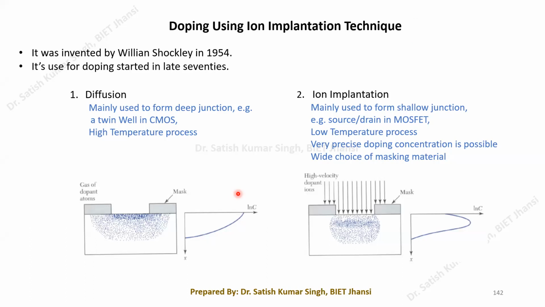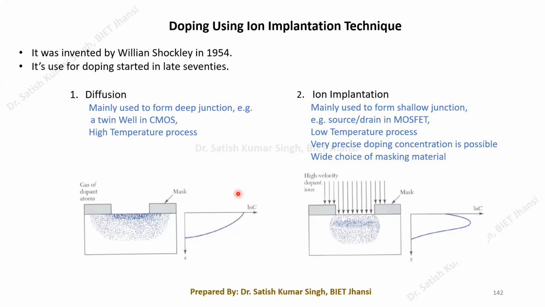So in the last lecture, we have already seen about the doping process, which is done by using the diffusion process. Okay, and we have also seen the various diffusion systems that we have and how we can use the different sources for doing the diffusion process. Okay, so today we are going to look at another technique for the doping.